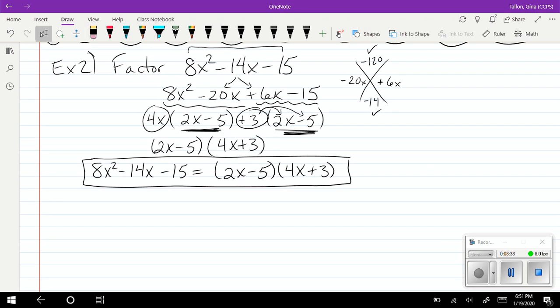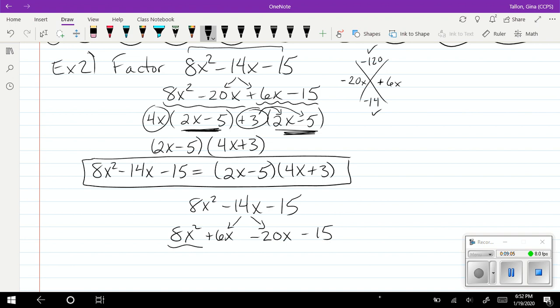Let's take the same quadratic anyway. 8x squared minus 14x minus 15. And instead of splitting up negative 14x into negative 20x plus 6x, let's split this up into a positive 6x minus 20x. We'll copy the 8x squared. We'll copy the 15. We will factor by grouping and show that we get the same exact thing.